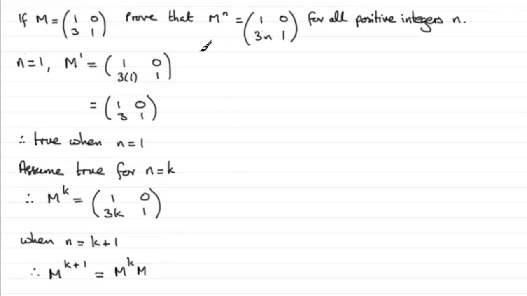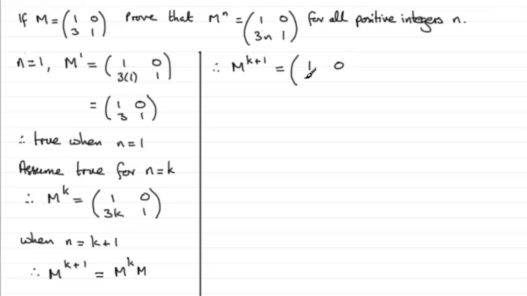And if we come down here, let's just write out what M to the power k plus 1 is going to be. Well, as we've seen here, it's M to the power k, which we've assumed is going to be that result. So it's [1, 0; 3k, 1], and we multiply that by M being [1, 0; 3, 1].